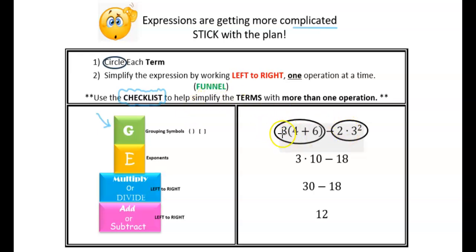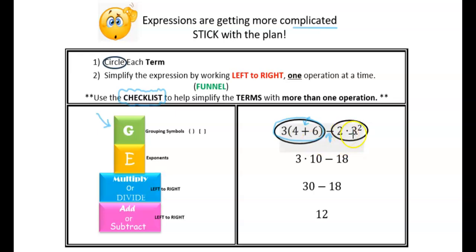So here was our example, 3 times the quantity 4 plus 6 minus 2 times 3 squared. So when we read that across, this is the only minus sign in our problem that we're going to highlight because this plus sign right here is in parentheses. So it's its own term right here. This term has 2 operations in it. It's got adding and multiplying. So that's why this gets a little more tricky.